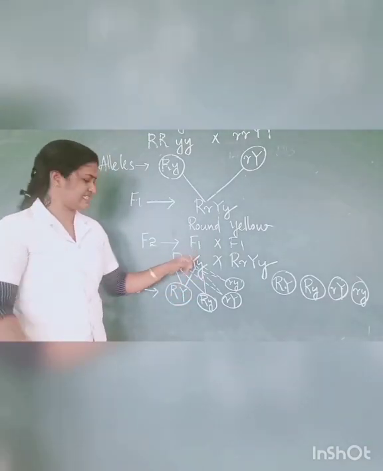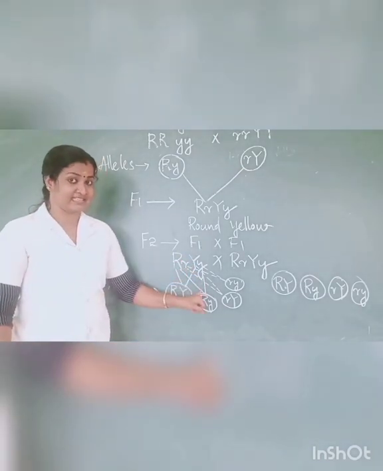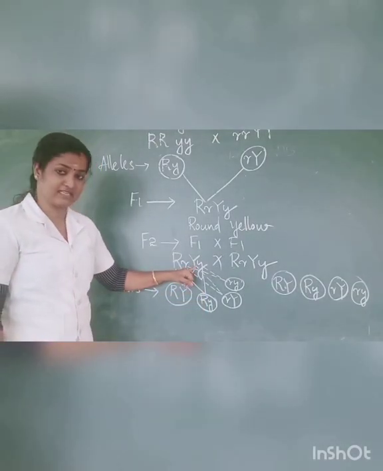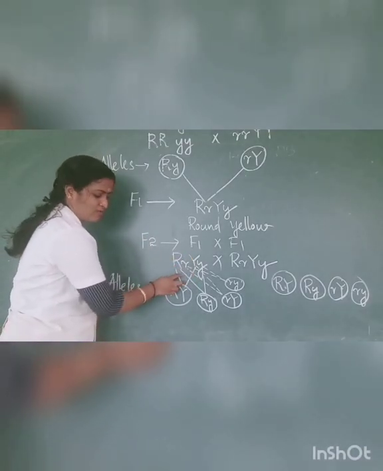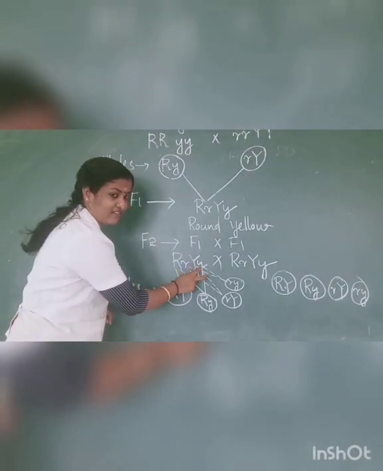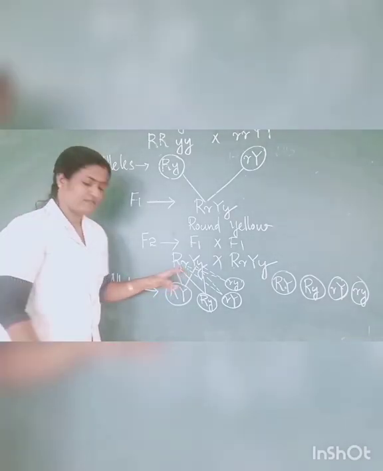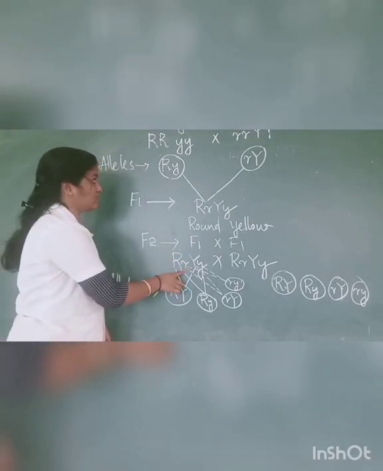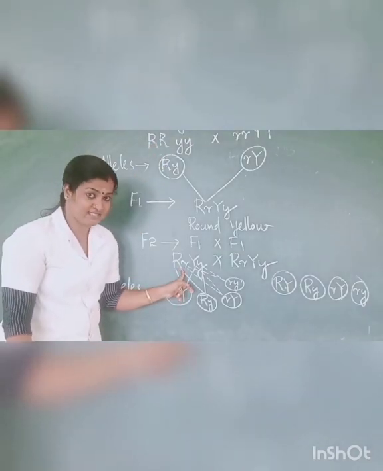Here some complication is there because two types of characters, two types of alleles, are there, right? So the first genotype is capital R, small r, capital Y, small y. Here capital R, small r, two types of alleles are there, and here also capital Y, small y, two types of alleles are there. So we have to form the alleles like this. From the first pair, that denotes the shape of the seed.